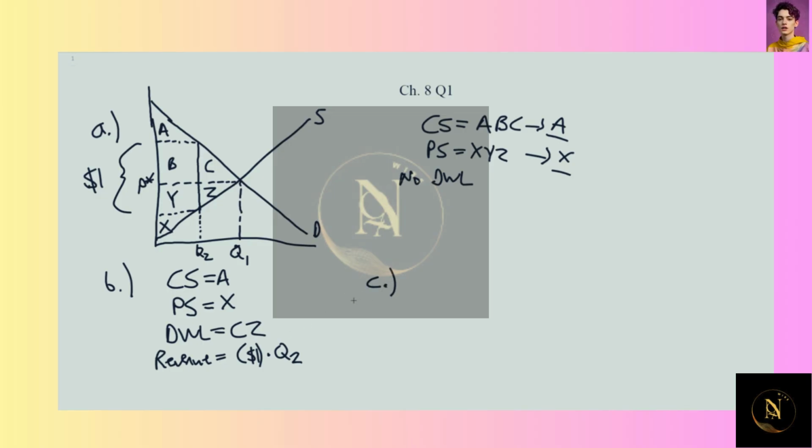Then in part C, we're saying if the tax was removed, pizza eaters and sellers would be better off, but the government would lose tax revenue. They're asking, is there a way that we could voluntarily transfer some of the gains to the government and make everybody better off, including the government?